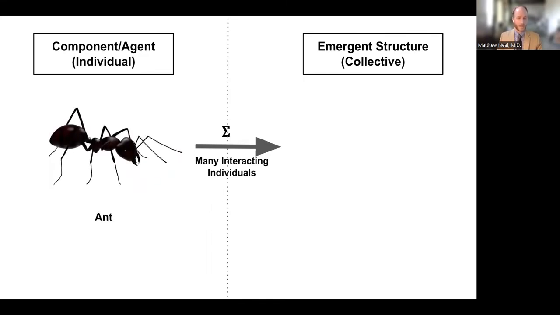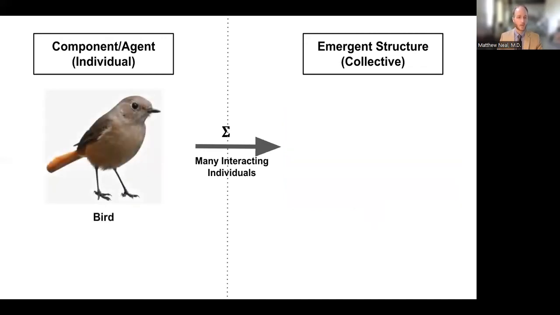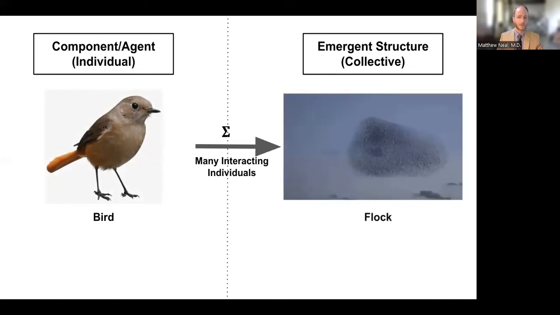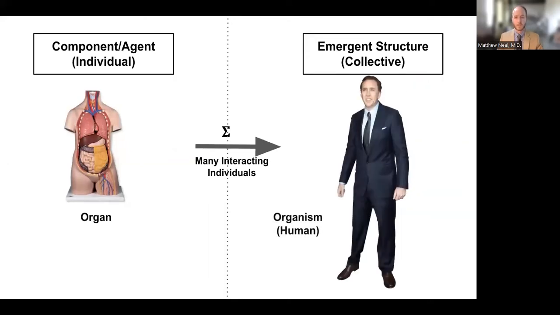So we've got the ants. By themselves, they behave in certain ways and have certain properties, but when they interact and work together, they create these large emergent structures, these colonies that behave in ways and accomplish things that the individual ant can't. Similarly, birds come together to make flocks. Organs come together as organ systems in an organism.